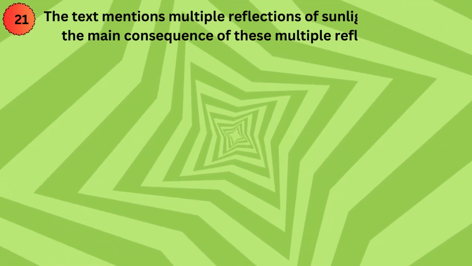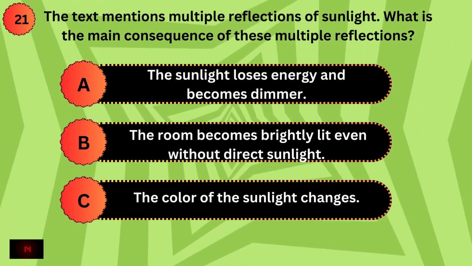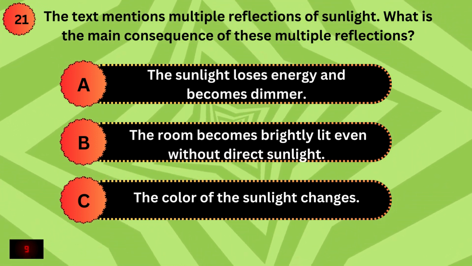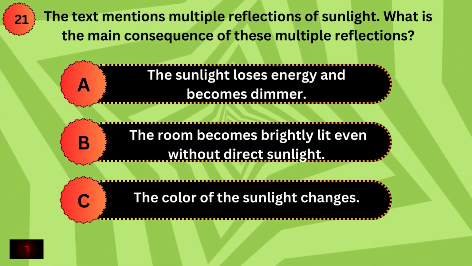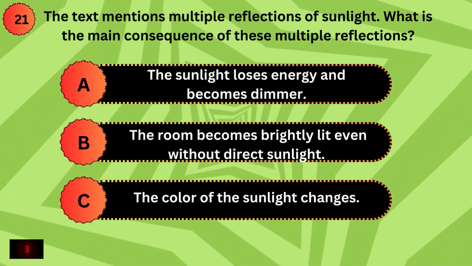The text mentions multiple reflections of sunlight. What is the main consequence of these multiple reflections? A. The sunlight loses energy and becomes dimmer. B. The room becomes brightly lit even without direct sunlight. C. The color of the sunlight changes.